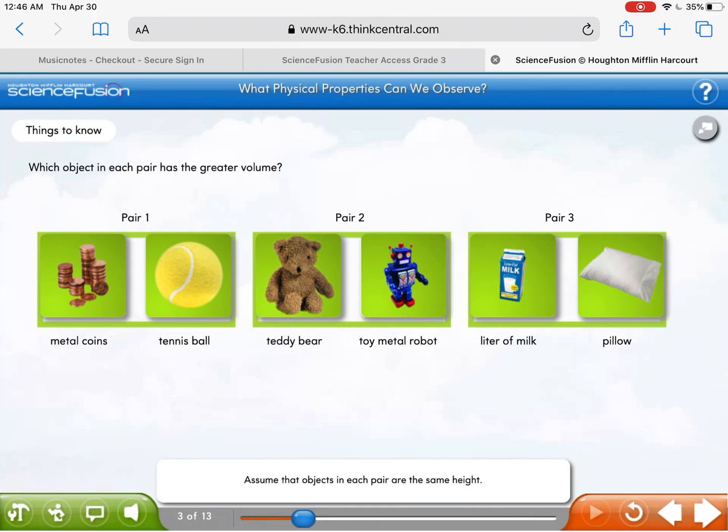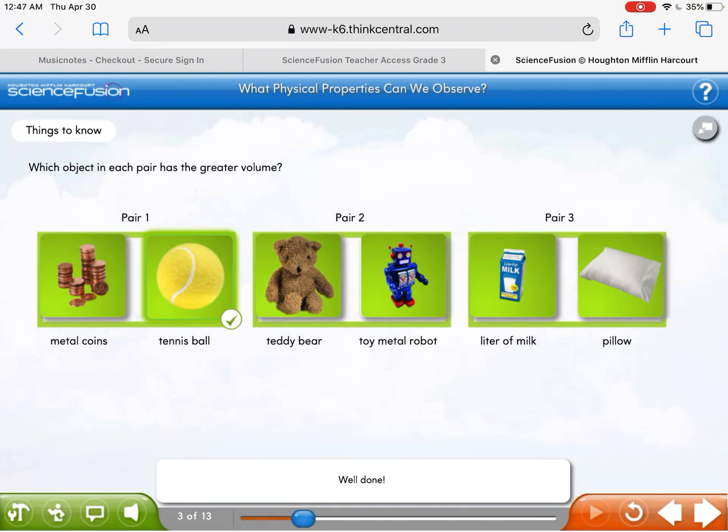So the best way to think about this one is pretend like you have a tennis ball in one hand and coins in the other hand. If you're trying to close your hands into a fist, which hand can you close more than the other hand? Can you close the hand with coins in it better than the tennis ball, or the tennis ball hand better than the coin hand? You should be able to close your hand around the coins easier because they take up less space. They have less volume than the tennis ball.